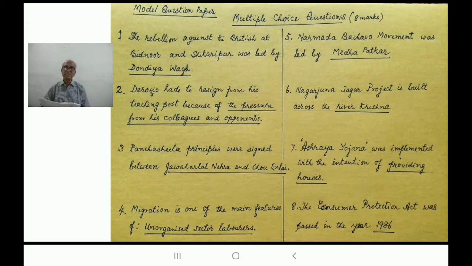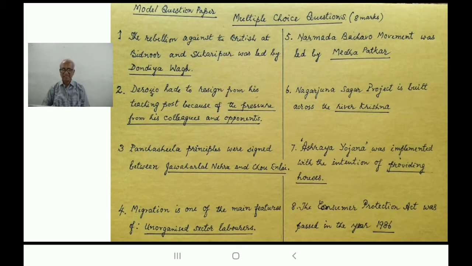Question number 3. Panchashila principles were signed between A. Jawaharlal Nehru and Netaji, B. Motilal Nehru and Chavan, C. Jawaharlal Nehru and Chavan, and D. Motilal Nehru and Chacha Nehru. Panchashila principles were signed by Jawaharlal Nehru, the first Prime Minister of India, and Chavan, the Prime Minister of China. So that is C. Okay, that's immaterial. I am not very particular about the alphabetical order of the option. You have to know the answer first.